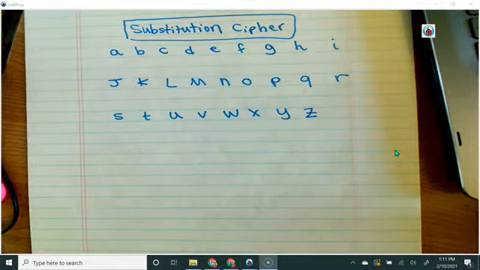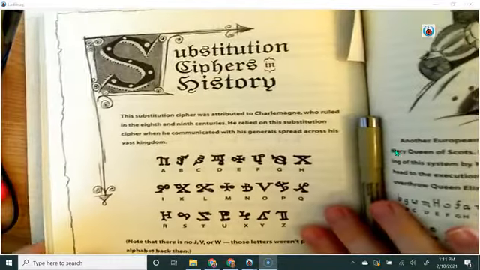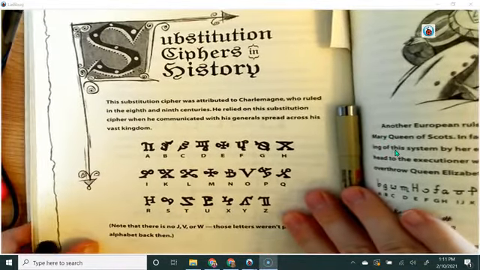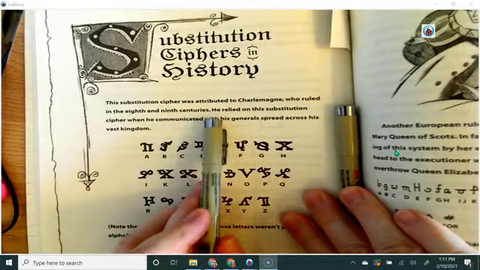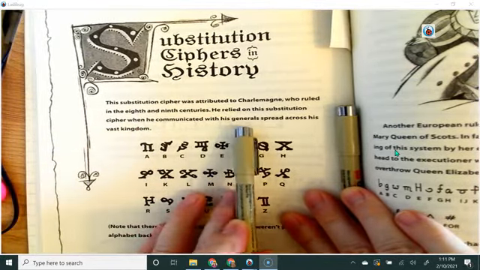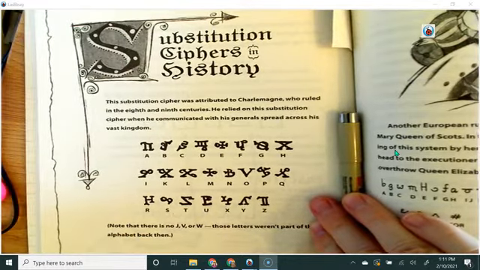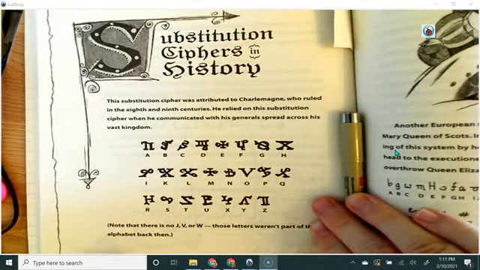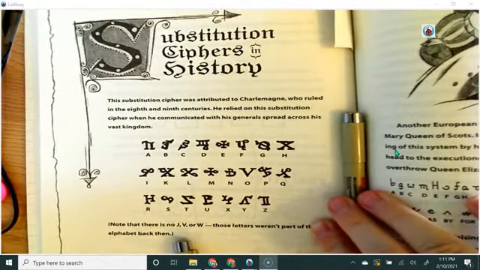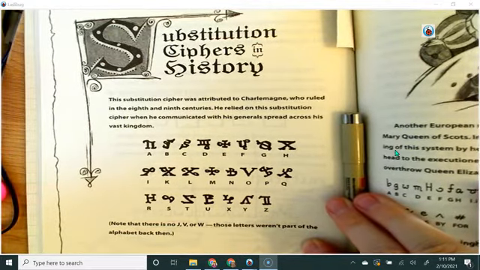So this substitution cipher was attributed to Charlemagne, who ruled in the 8th and 9th centuries. He relied on this substitution cipher when he communicated with his generals spread across his vast kingdom. You can see all these different symbols that he uses, and they have a little note down here that there was no J, V, or W in here, and that's because they weren't part of the alphabet back then.